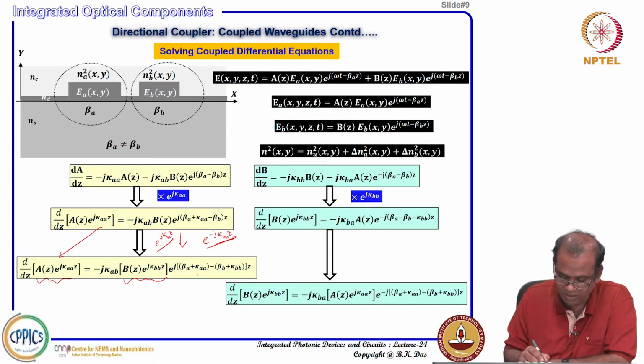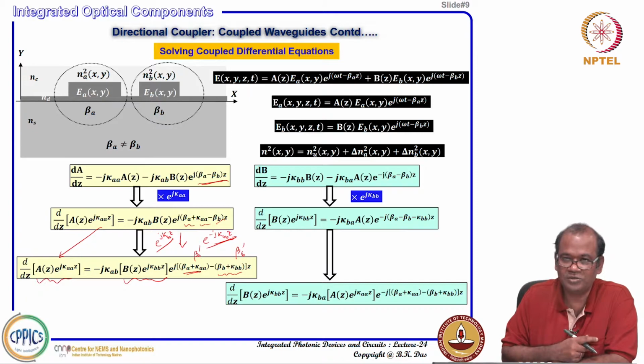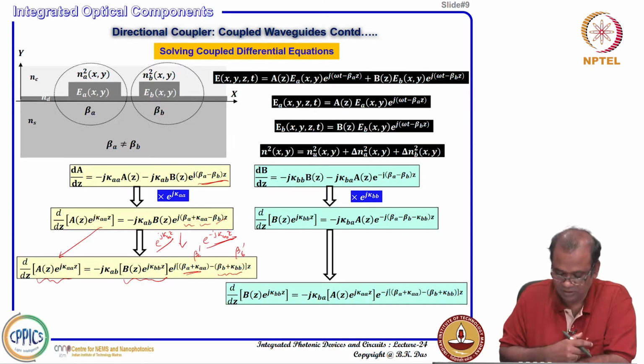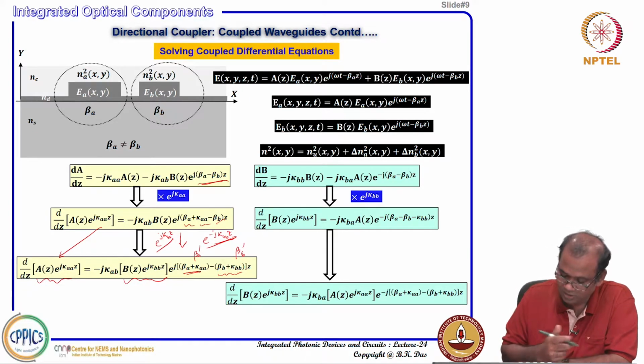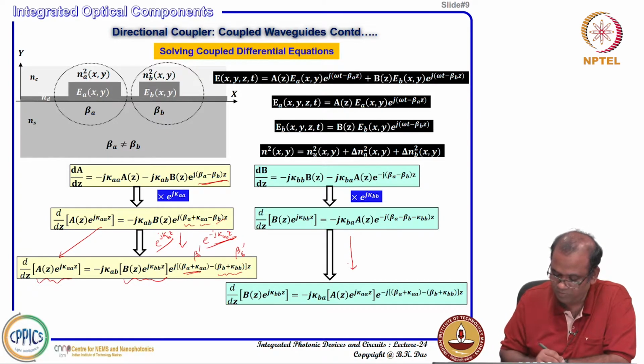And this one, if you multiply here, then you have beta A kappa A, and one more kappa BB will come, that can be clubbed with beta B kappa BB. So, that means instead of this one I now have modified beta A plus kappa AA, beta B plus kappa BB. So, this can be written as beta A prime and this can be written as beta B prime, that is the modified propagation constant because of the mutual interaction between the waveguides. Okay. The same way I have also simplified here.